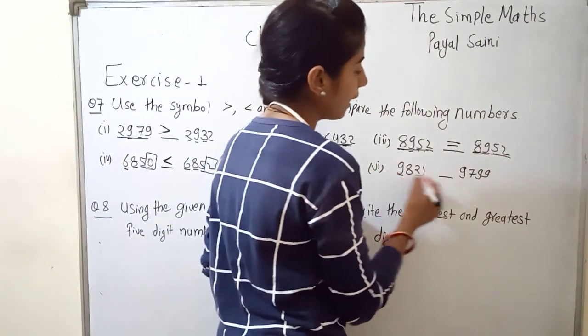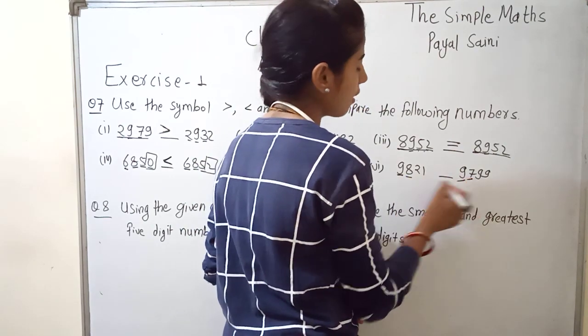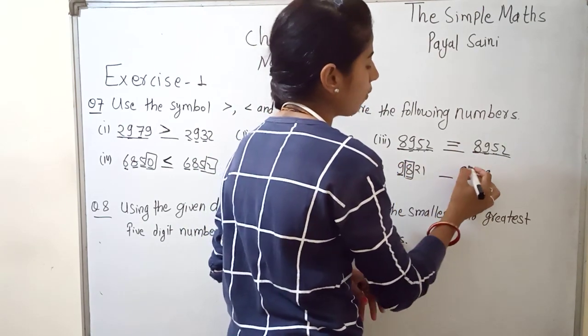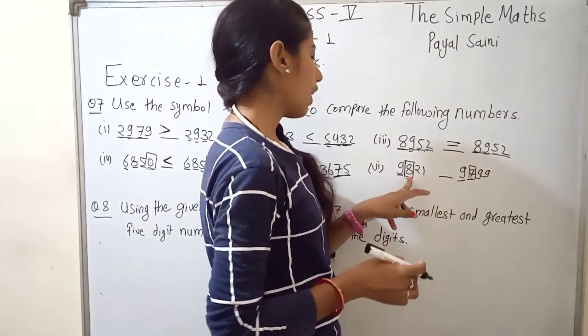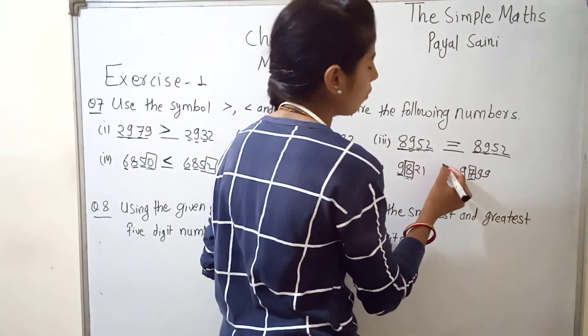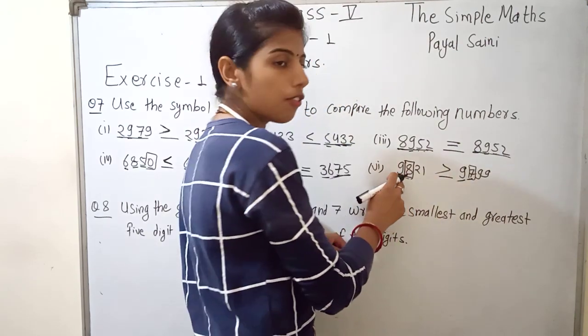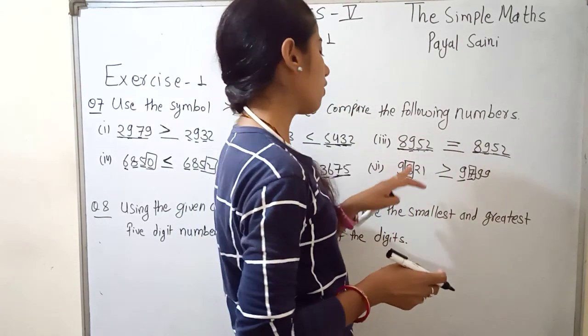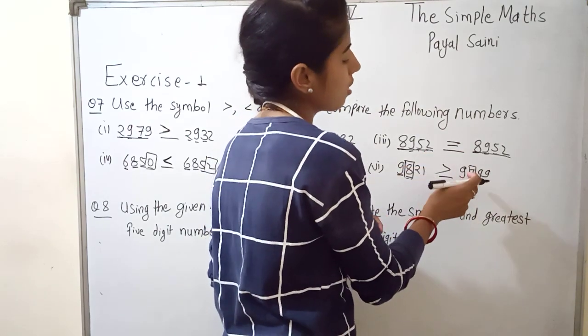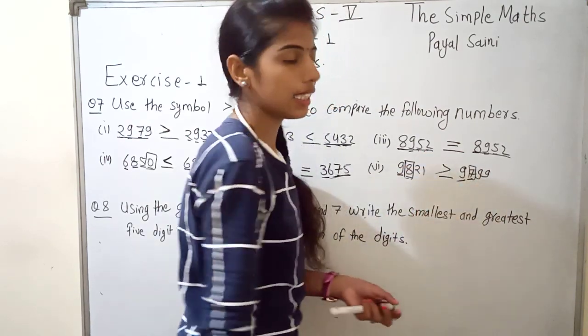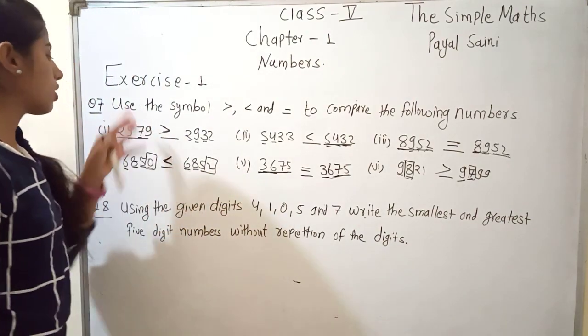Now next is 9. Here is 8 and here is 7. In our second number, when we see here is 8 and here is 7. We know that 8 is greater than 7. Then which number is greater? That first number is greater. How? When we read here, 9,821 and this number is 9,799. Like that your question number 7 is completed.